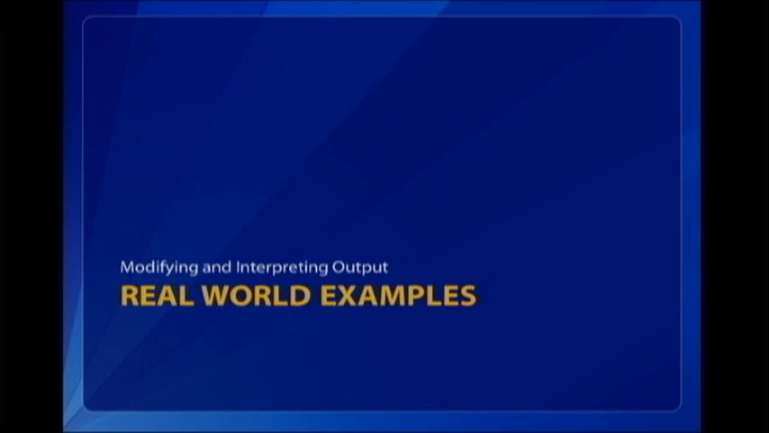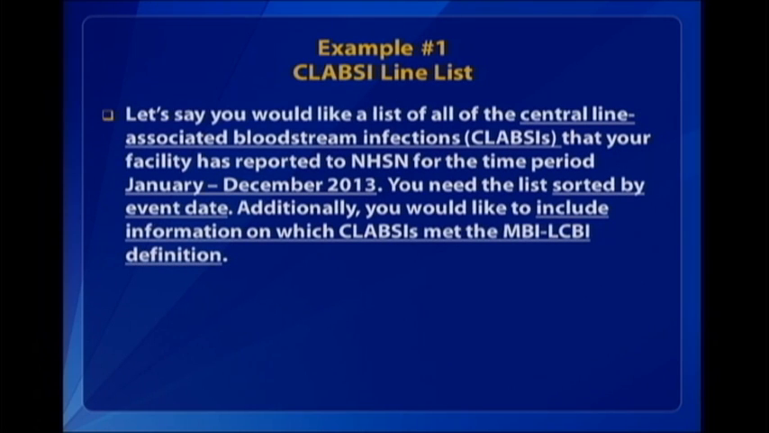All right, let's get into some of these real-world examples. The first one is, let's say you want a line list of all CLABSIs that your facility has reported to us for the calendar year of 2013, so January through December. You want to sort the list by the event date, and additionally, you would like to include information on which CLABSIs met the MBI-LCBI definition.